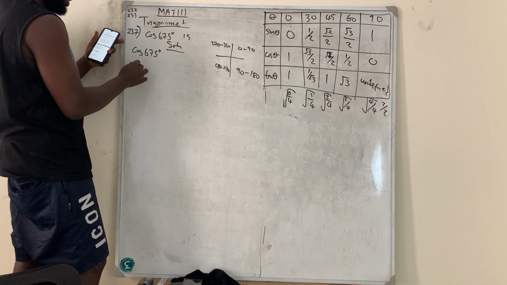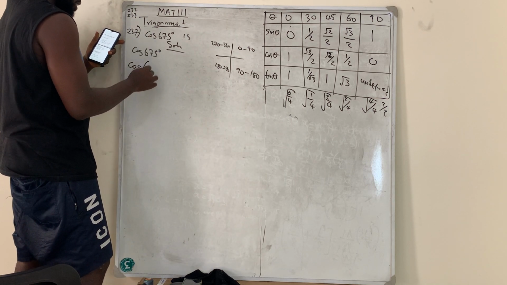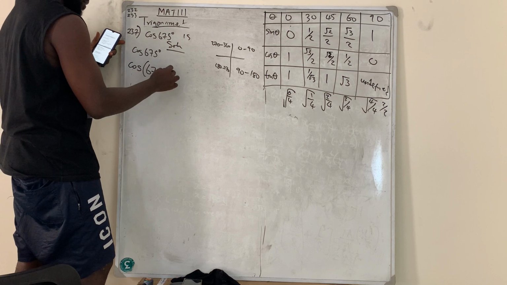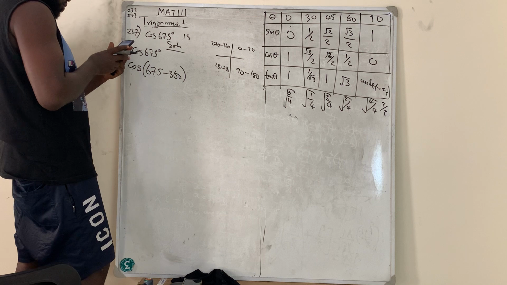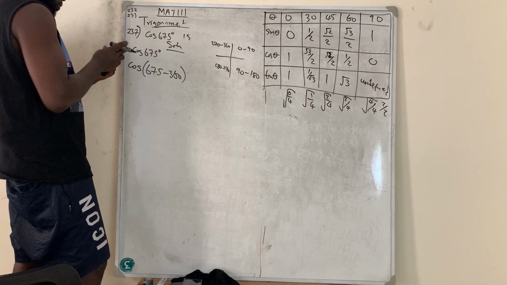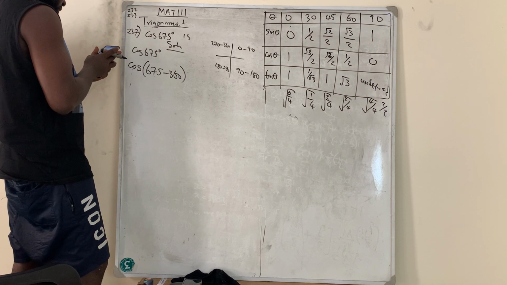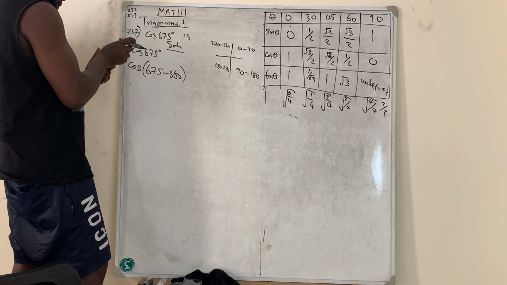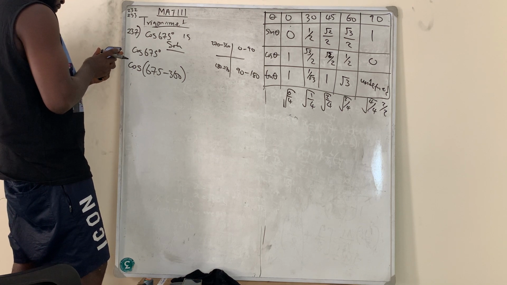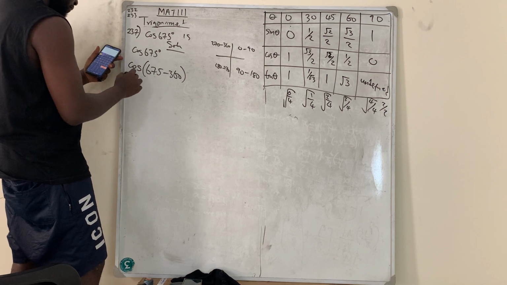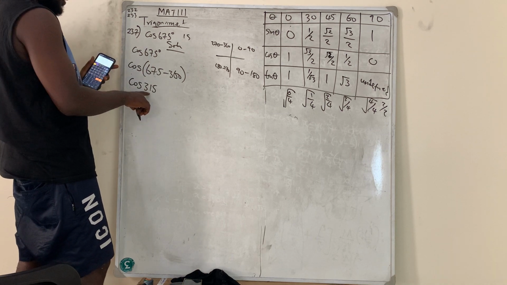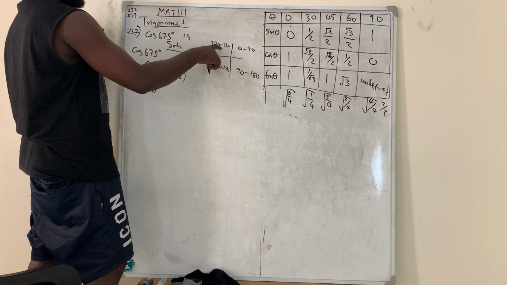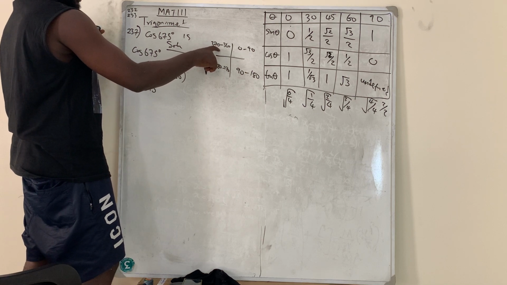So I'm going to say cos 675 minus 360. So what do we have? Because subtracting 360 does not change anything at all. Okay, so you have 675 minus 360. So I have cos 315. Now, if you look at 315, it has fallen in what? In the 4th quadrant. 315 is in the 4th quadrant.